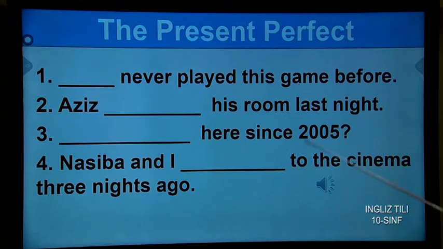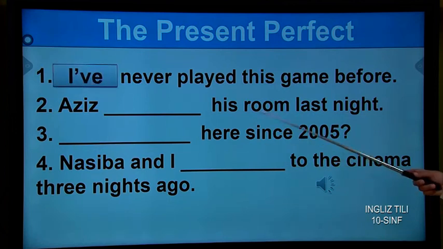Let's move to the next one, the present perfect. Here you have to make up sentences in present perfect tense. Let's do the first one together. Gap never played this game before. I have never played this game before. Let's do the other three ones yourself. I give you 15 seconds. Is it enough? Please put number 2, 3, 4 and write just answers.